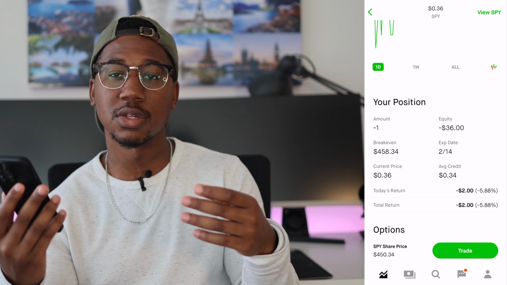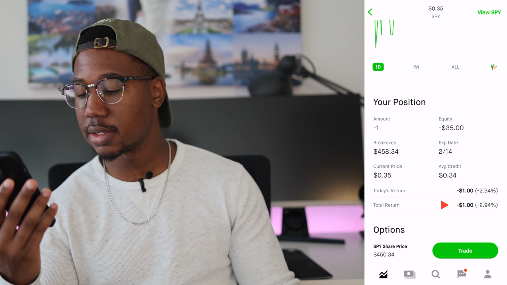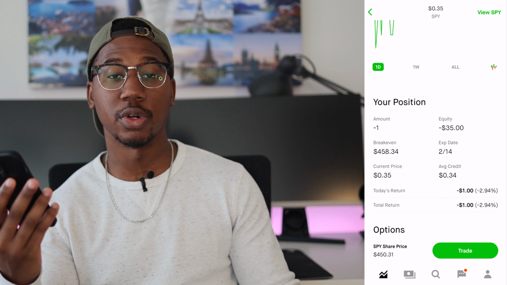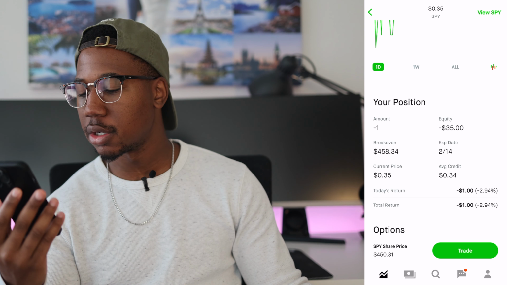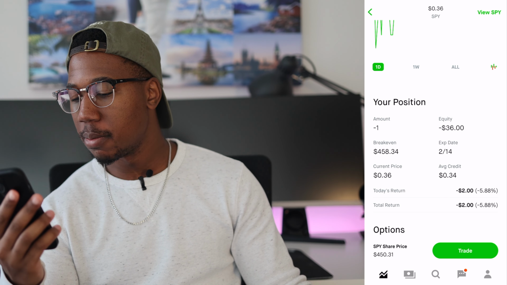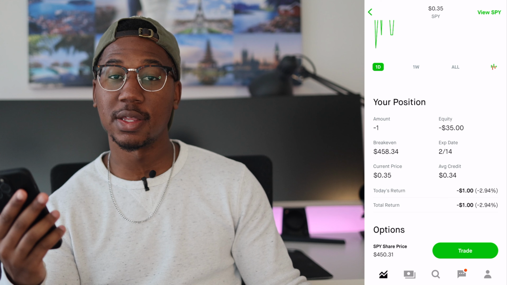If you're holding this over an extended amount of time, you'll notice where it says total return, for instance, that's what's going to be most important. So right now, if I were to sell out of this right now, my total return would be $1. But I'm not going to sell out of this. I'm going to wait a little bit, wait till I'm profitable, and then sell out of it then.